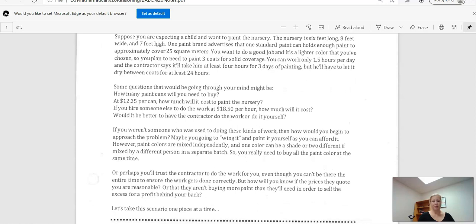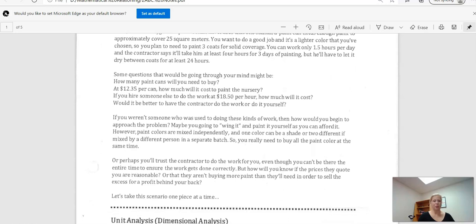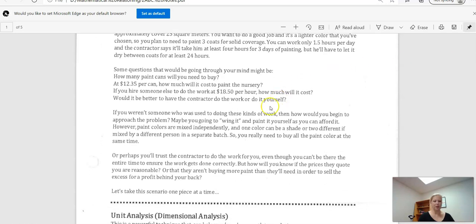Maybe you're going to wing it and paint it yourself as you can afford it. However, paint colors are mixed independently, and one color can be a shade or two different if mixed by a different person in a separate batch. So you really need to buy all the paint color at the same time.